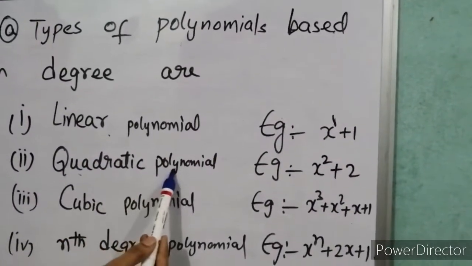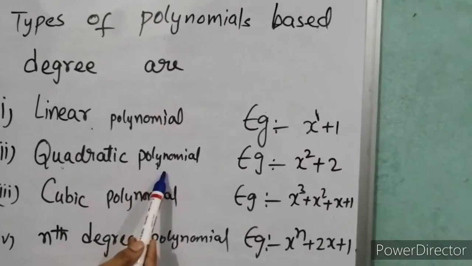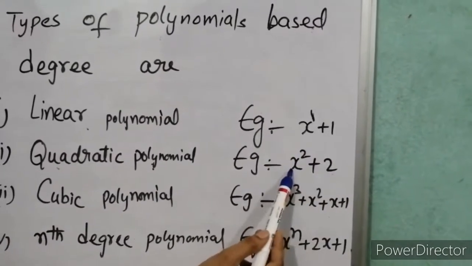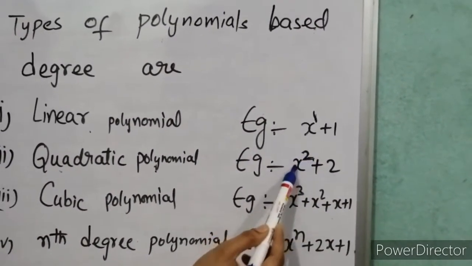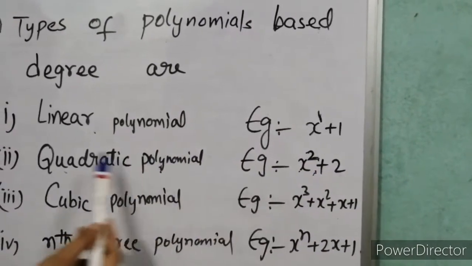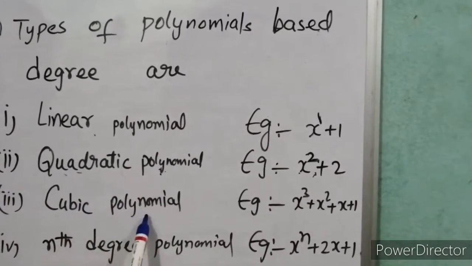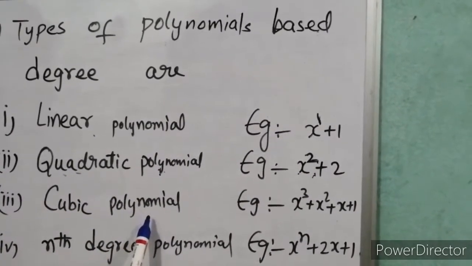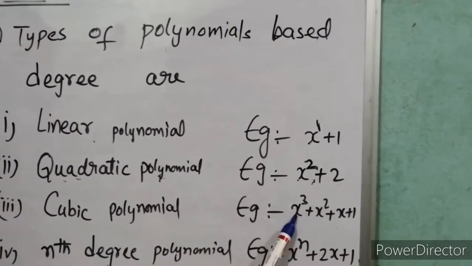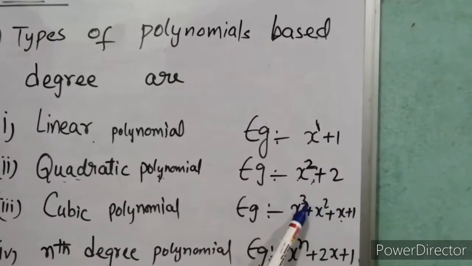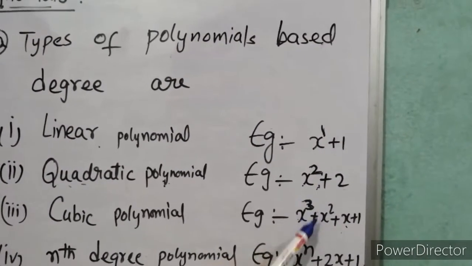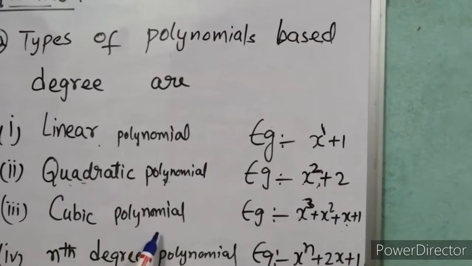Similarly, quadratic polynomial means that polynomial which consists of degree 2. In this example, x square plus 2, x is the variable and the degree of the polynomial x square plus 2 is 2. Therefore, this particular polynomial is called quadratic polynomial. Cubic polynomial, a polynomial which consists of degree 3. In this example, out of all the terms of x, the highest power is 3. Therefore, 3 is the degree of the polynomial, and this polynomial is called a cubic polynomial.